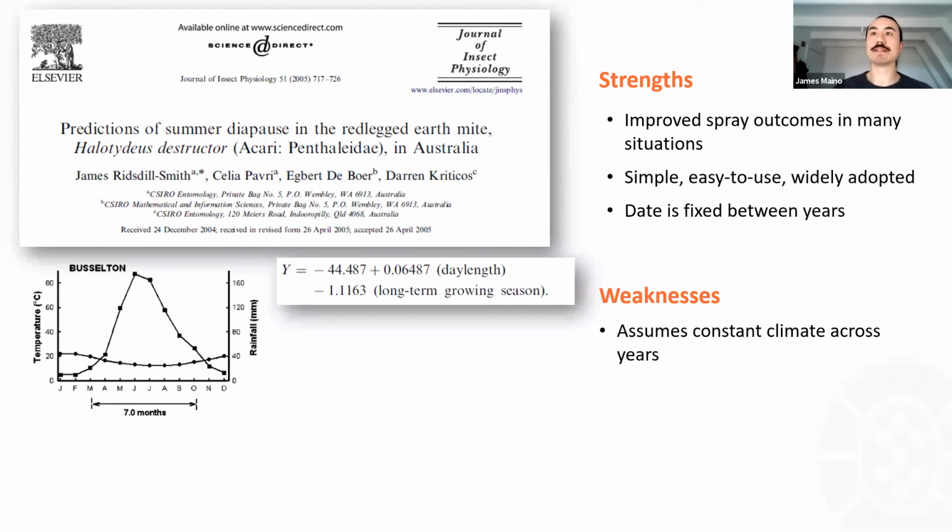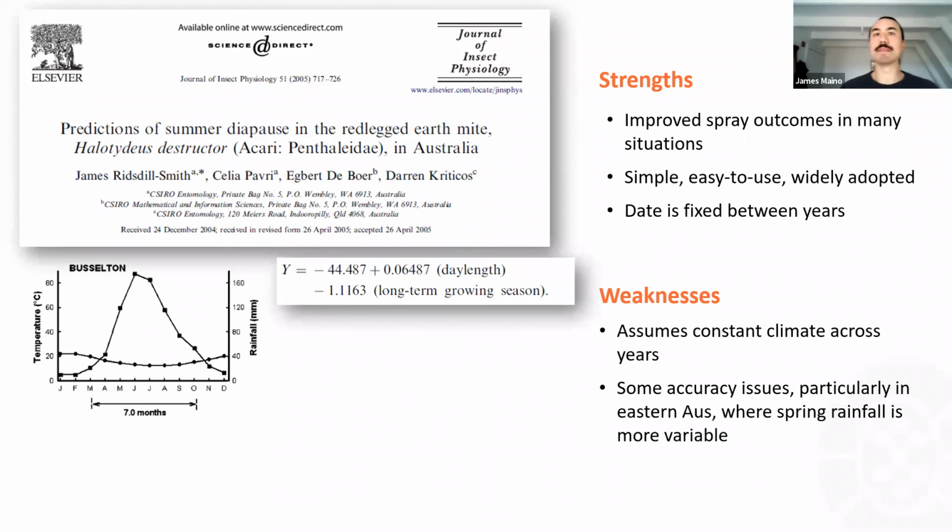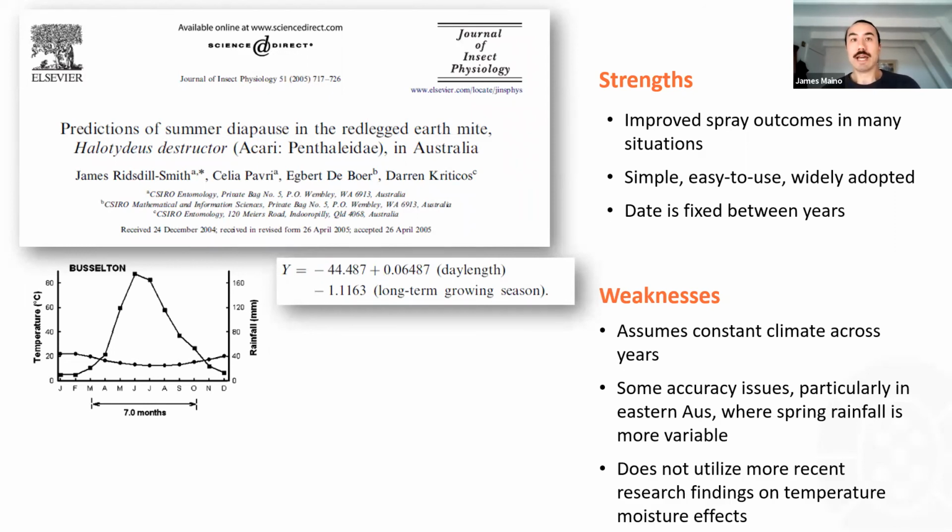By assuming that the date is fixed across years, you're not allowing for variability in climate across years, particularly in Eastern Australia, where we have less of that Mediterranean climate that we see in WA, where this was developed. There have been some accuracy issues. We get high variability in spring rainfall and temperature, which can really cause the TIMERITE date to vary, or more specifically, the production of diapause eggs to vary. And this very simple model doesn't utilize more recent research findings on how temperature and moisture affect diapause egg production.